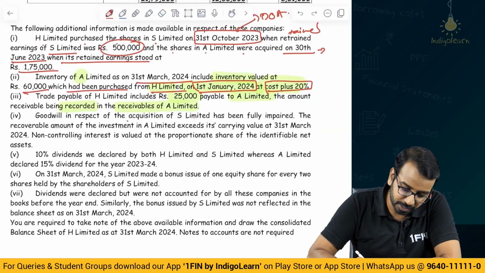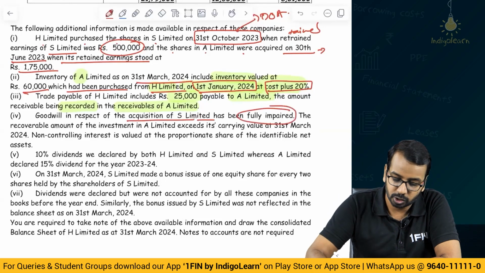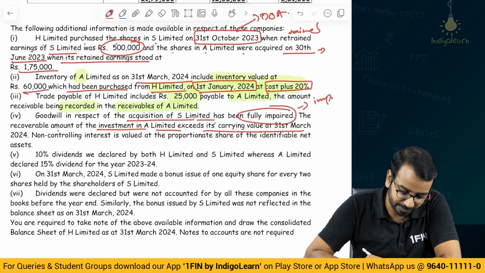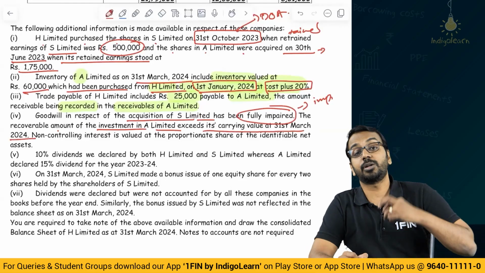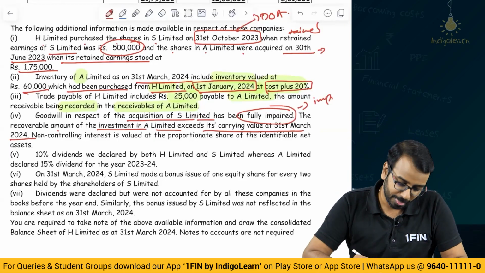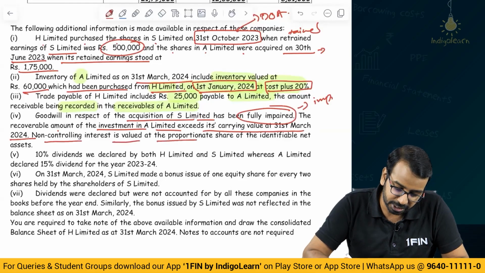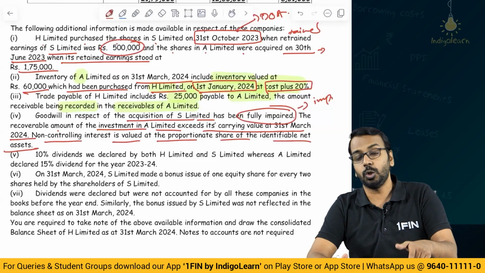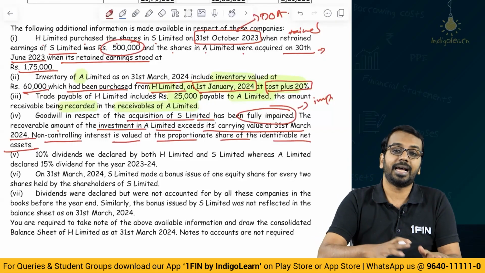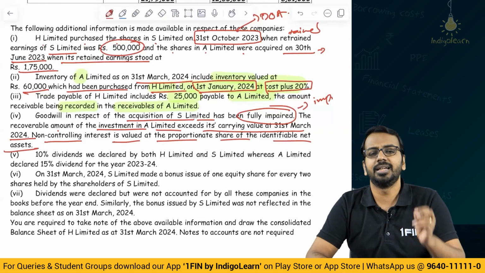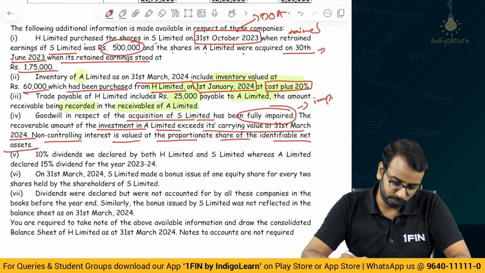Then, goodwill in respect of acquisition of S Limited has been fully impaired. So, whatever goodwill you calculate, you have to carry out 100% impairment. The recoverable amount of the investment in A Limited exceeded its carrying value as on 31st March. So, recoverable amount is greater than the carrying amount. Is there any impairment? There is no impairment. Okay. Now, NCI is valued at proportionate share of identifiable net asset. So, when there is goodwill impairment, if it is fair value, you have to attribute it to parent as well as NCI. If it is not at fair value, if it has proportionate share of net asset, then only the parent will bear the impairment of goodwill.